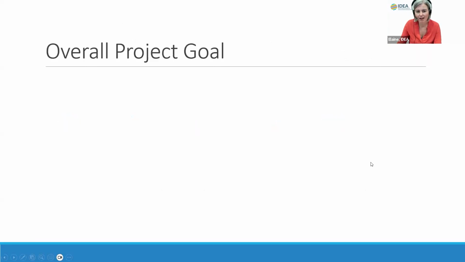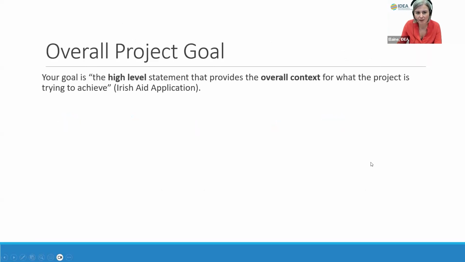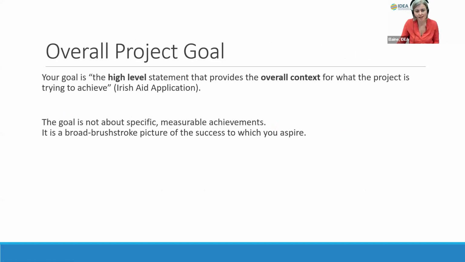Okay, so let's take a look at the overall project goal. This is what the Irish Aid application form defines your goal as: the high-level statement that provides the overall context for what the project is trying to achieve. That's the wording directly from the Irish Aid documentation. It's not about specific measurable achievements, but it's a broad brushstroke picture of the success to which you aspire.